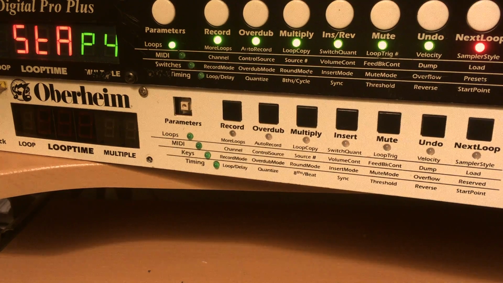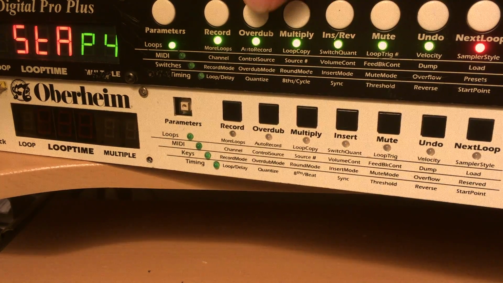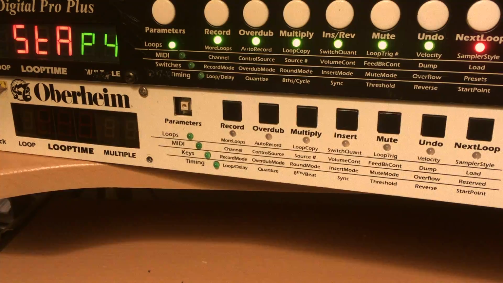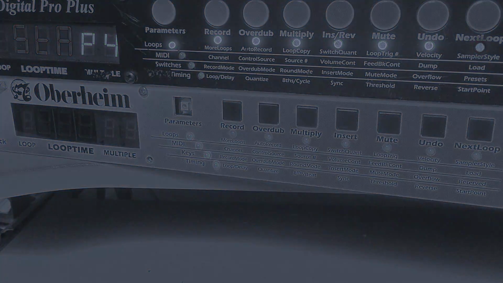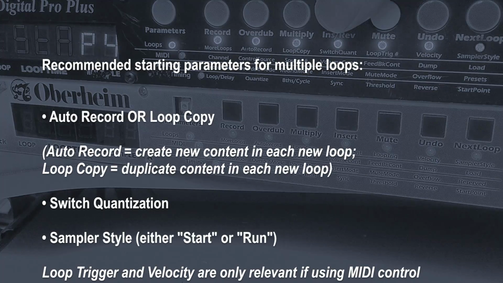If you're using auto record, then you don't really need to worry about loop copy. So for most applications for multiple loops, especially if this is a new area for you, you're only going to need to deal with switch quantization, sampler style, and again, one of the first two sampler style values, and either auto record or loop copy.